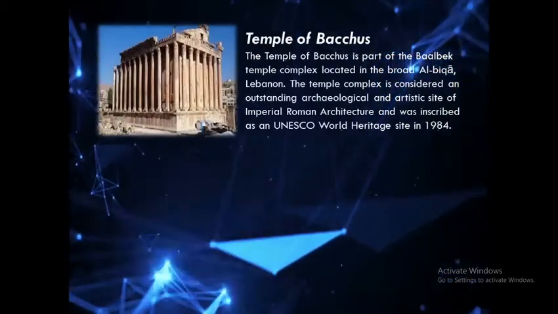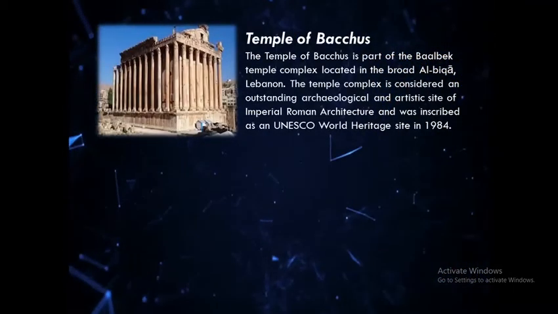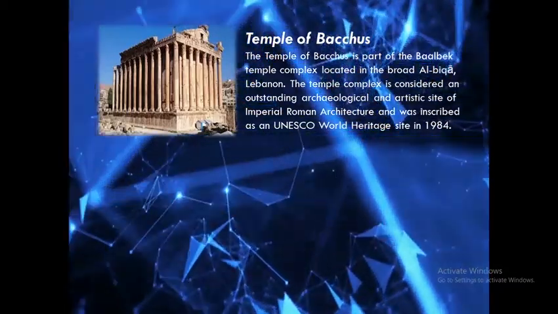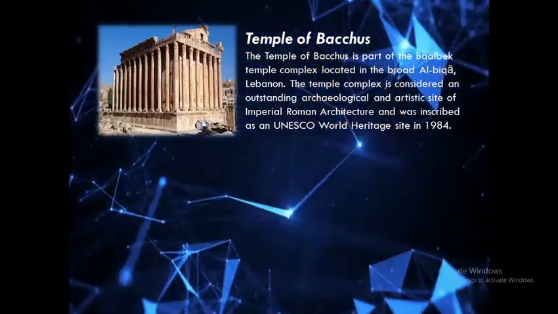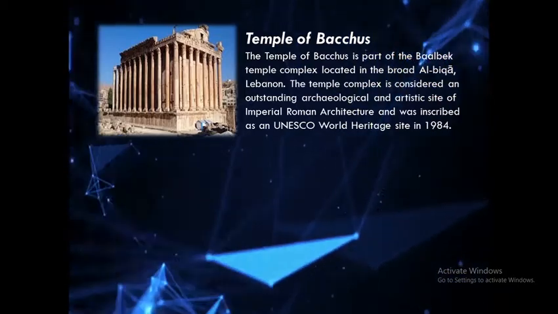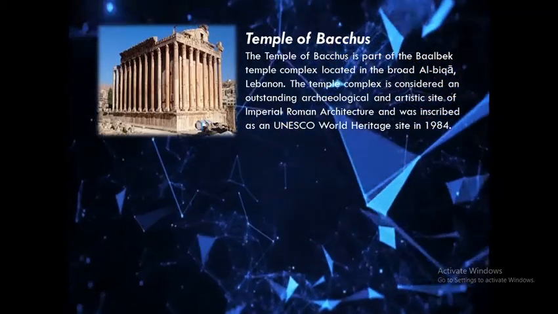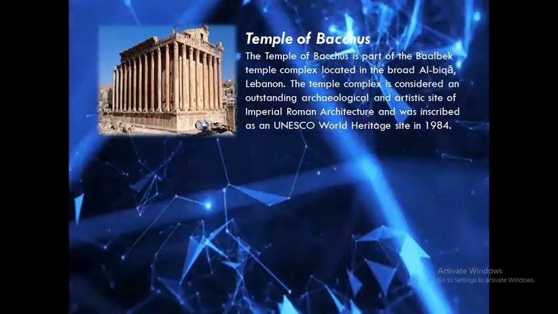Temple of Bacchus. The Temple of Bacchus is part of the Baalbek temple complex located in the Beqaa Valley, Lebanon. The temple complex is considered an outstanding archaeological and artistic site of Imperial Roman architecture and was inscribed as a UNESCO World Heritage Site in 1984.